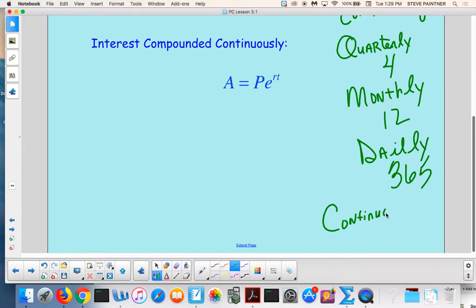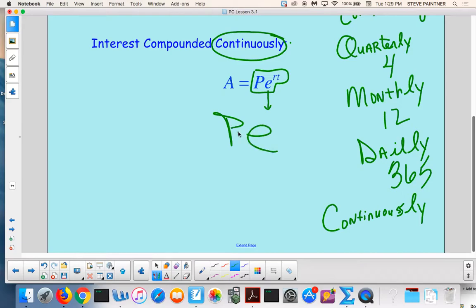If something grows continuously, every second it grows, use this formula. You know that 1 plus R thing up there has been replaced with E. So no longer do we use 1 plus R, we just say principal times E to the RT.